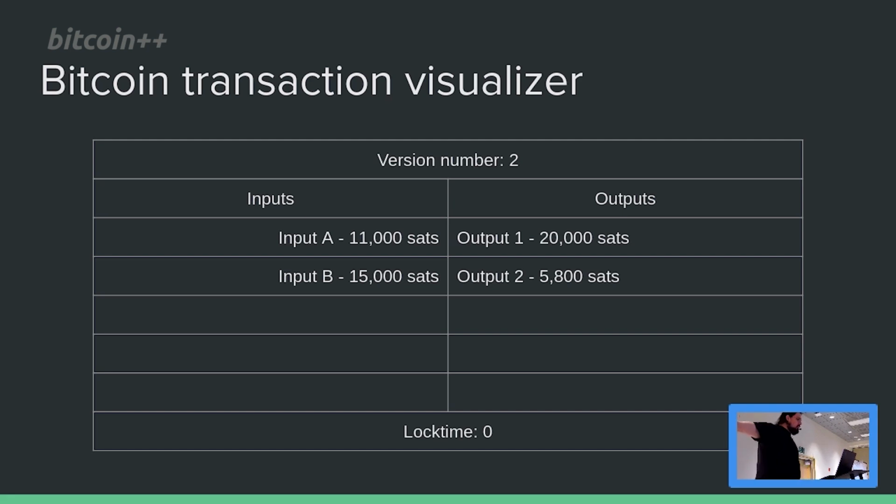And every Bitcoin transaction has a number of fields, including the version number, which I always use 2. That's been the number we've been using for like 10 years or something. But that's the version number.